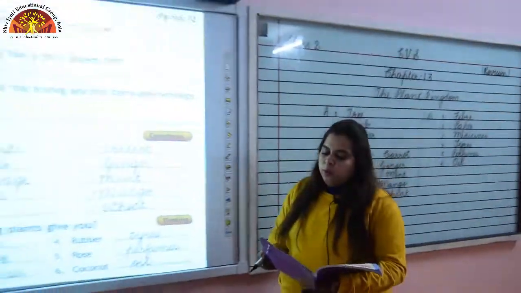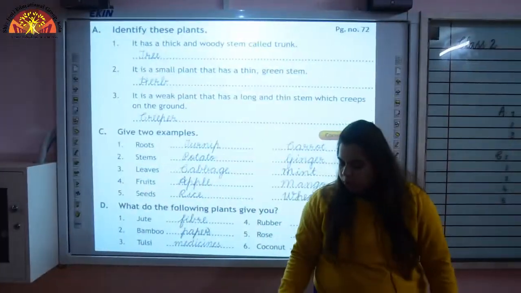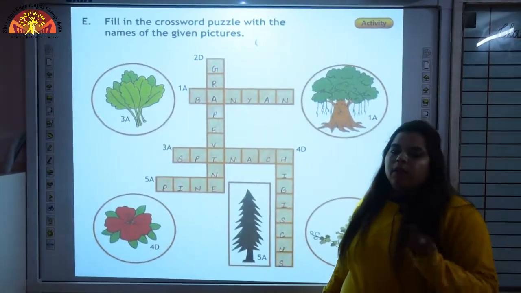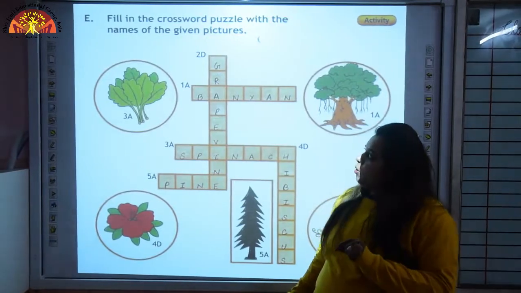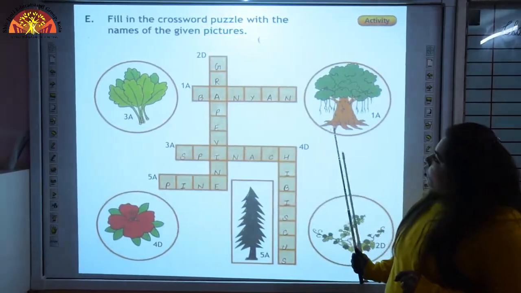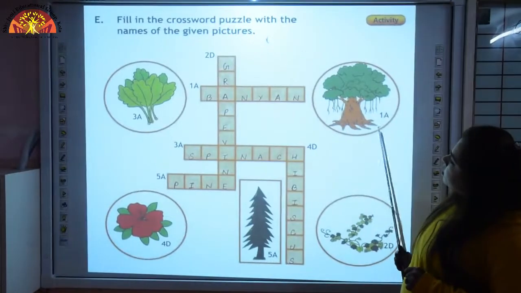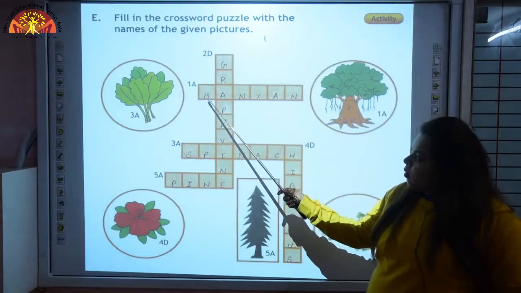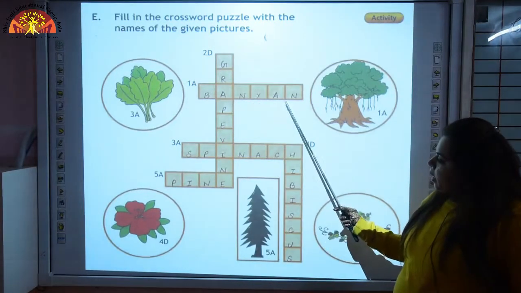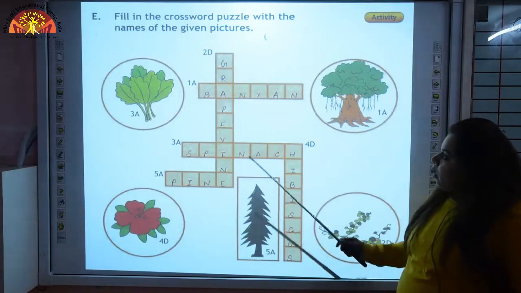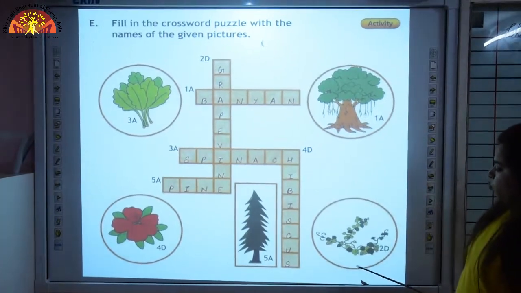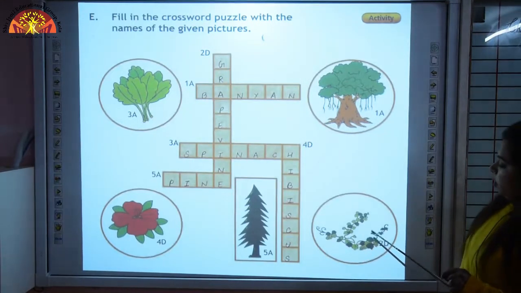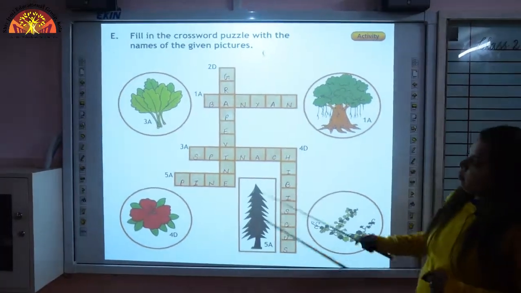Now let's switch to the next question. Here, this is the puzzle given, and we have to write the names of the pictures. First A, okay, 1A, this is a picture of which tree? It's a banyan tree. So we will write banyan over here, B-A-N-Y-A-N, banyan tree. Now number 2, this is 2D, this is a climber, and which plant is this? It is grapevine.